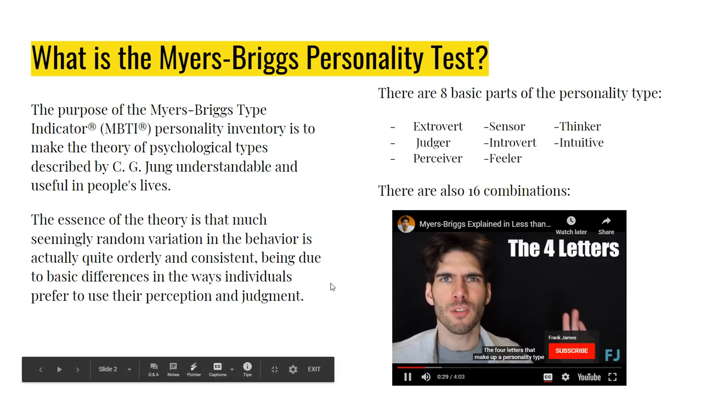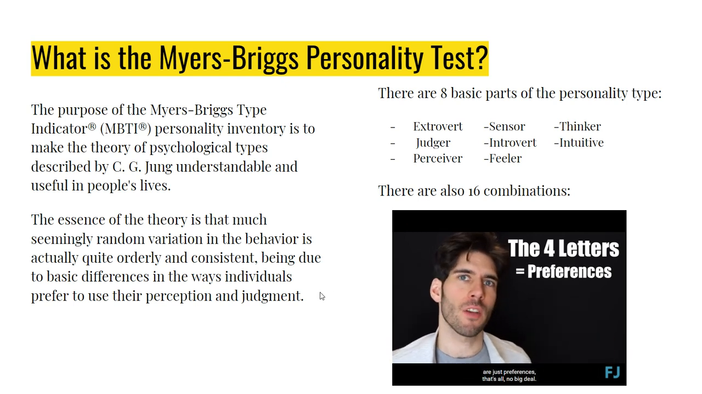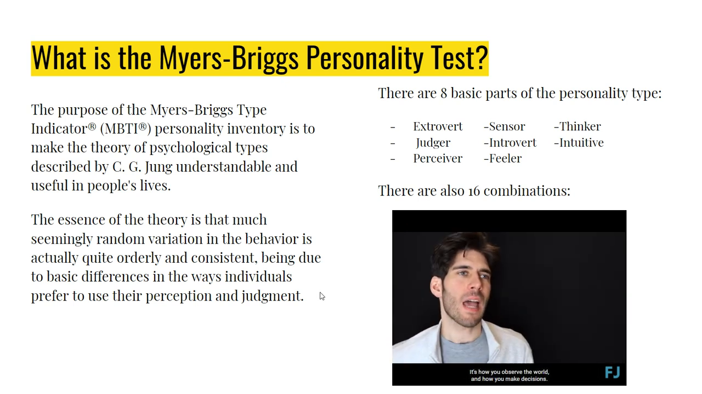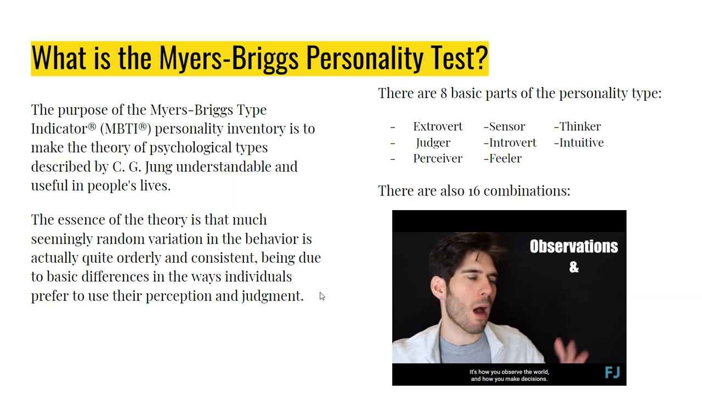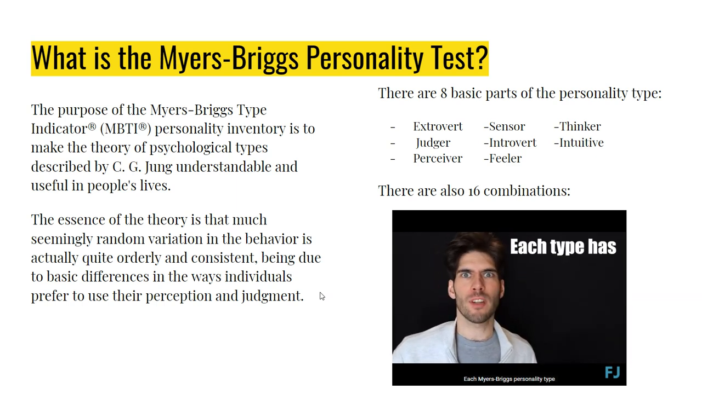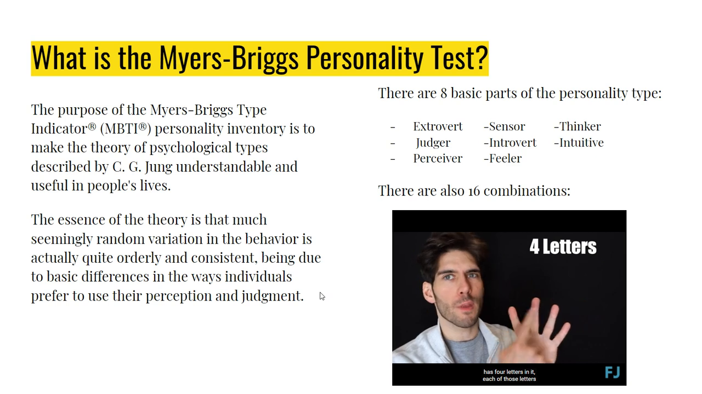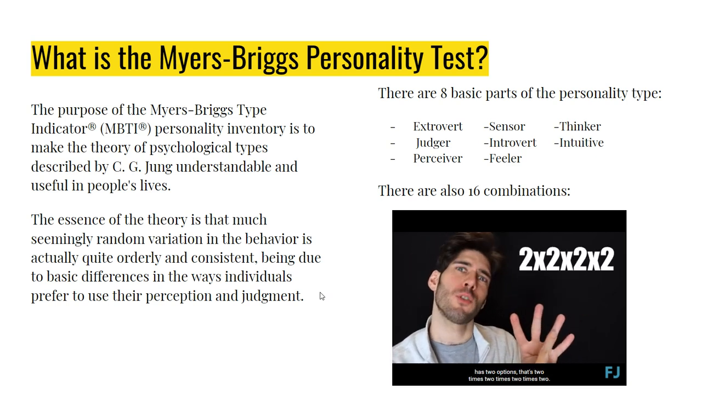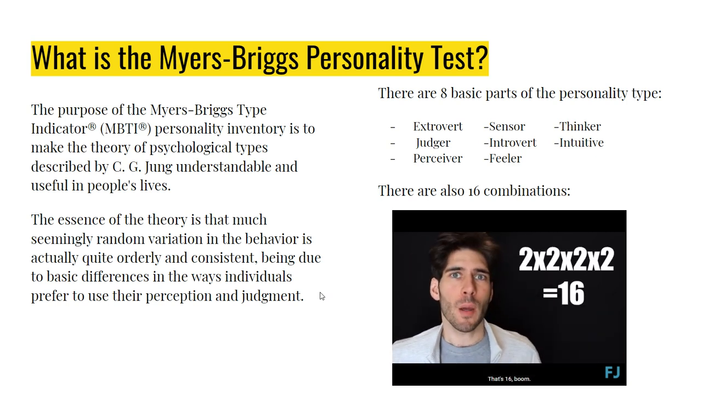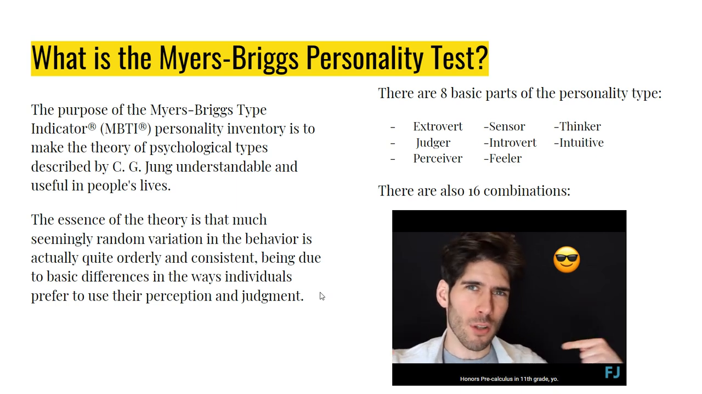The 4 letters that make up a personality type are just preferences. That's all. No big deal. It's how you observe the world and how you make decisions. Each Myers-Briggs personality type has 4 letters in it. Each of those letters has 2 options. That's 2 times 2 times 2 times 2. That's 16. Boom. Honors pre-calculus in 11th grade, yo.